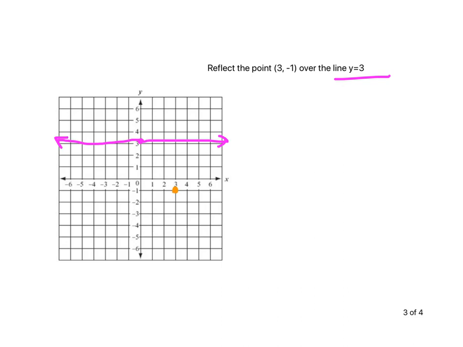So same thing as when we reflect over the x and y axis. We're going to count to our line of reflection, 1, 2, 3, 4, and the other way, 1, 2, 3, 4. So that new point is (3, 7).